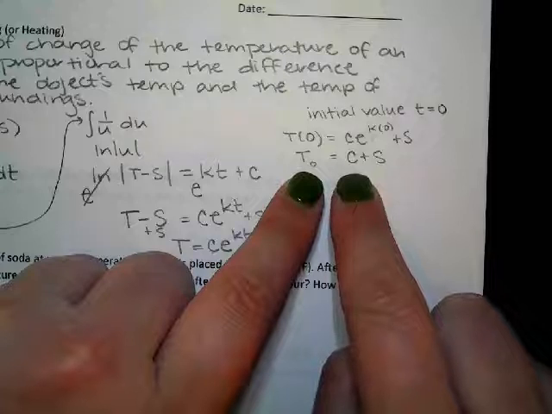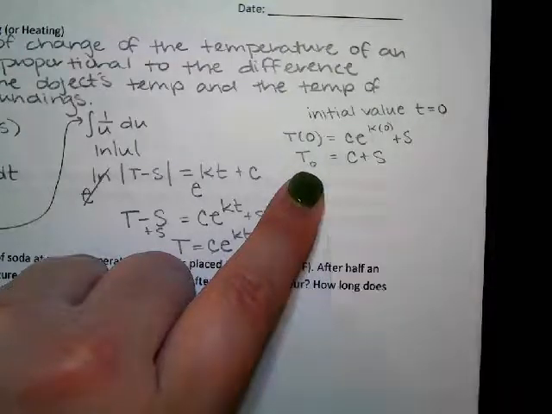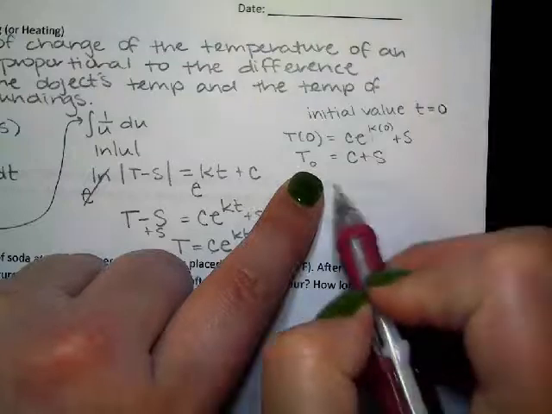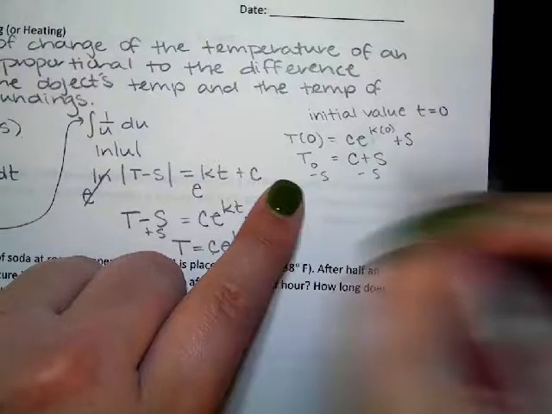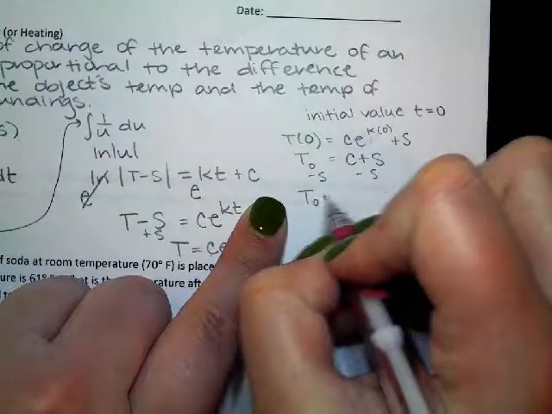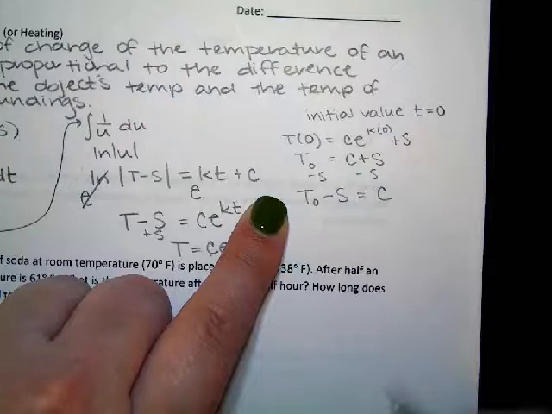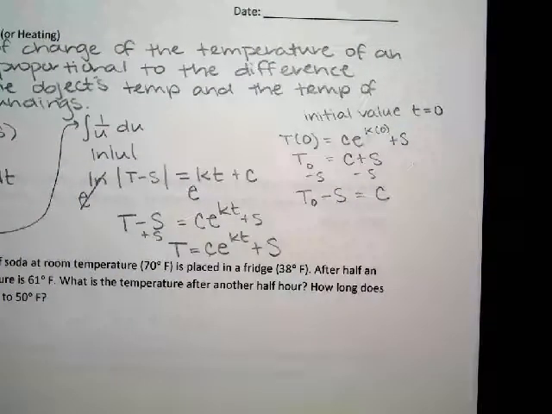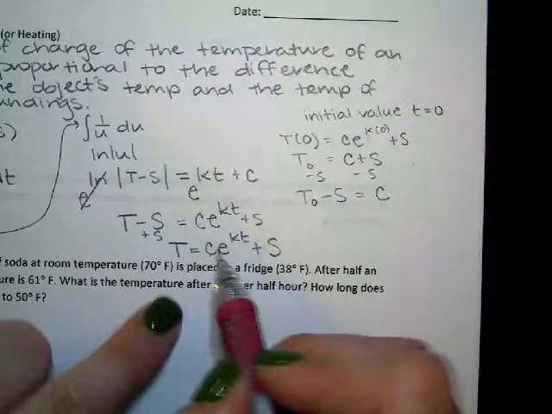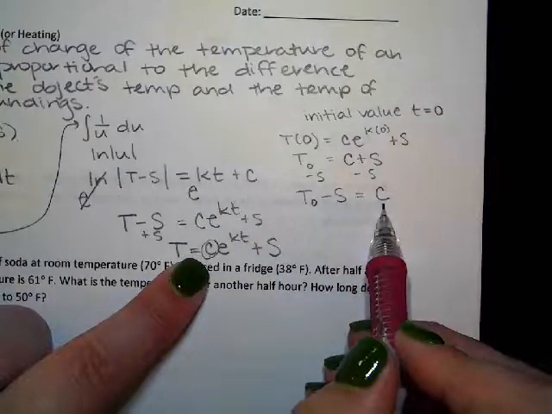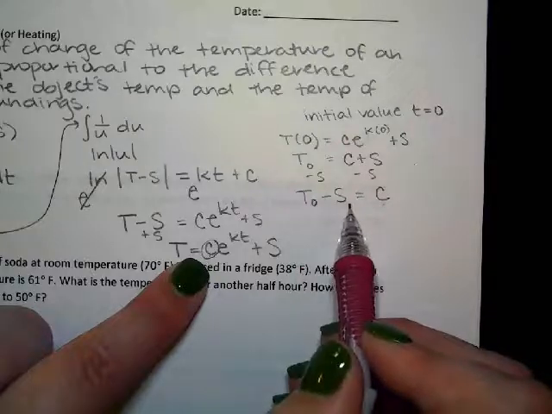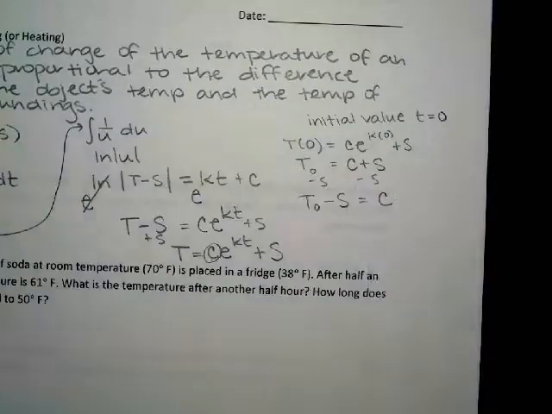Make sense? So what we're going to do is we're going to subtract the S over. Minus S minus S. So we have T sub 0 minus S equals C. Does that make sense? And so what we're going to do is we're going to take this C and we're going to remove it and we're going to replace it with T sub 0 minus S, because that's probably what they're going to give us in the problem. They're probably going to give us an initial value. They're probably going to give us surrounding temperature.